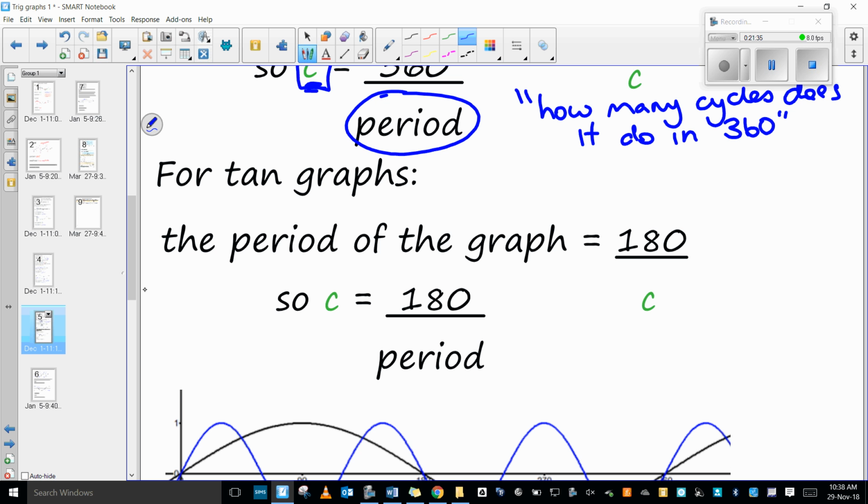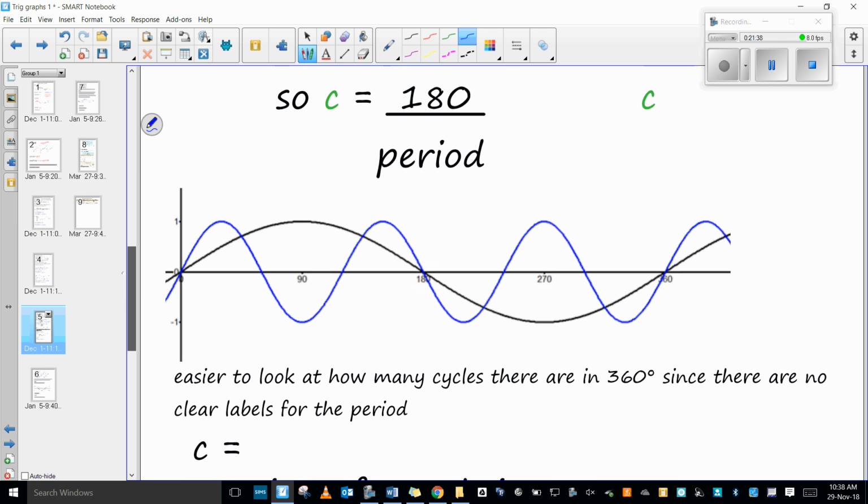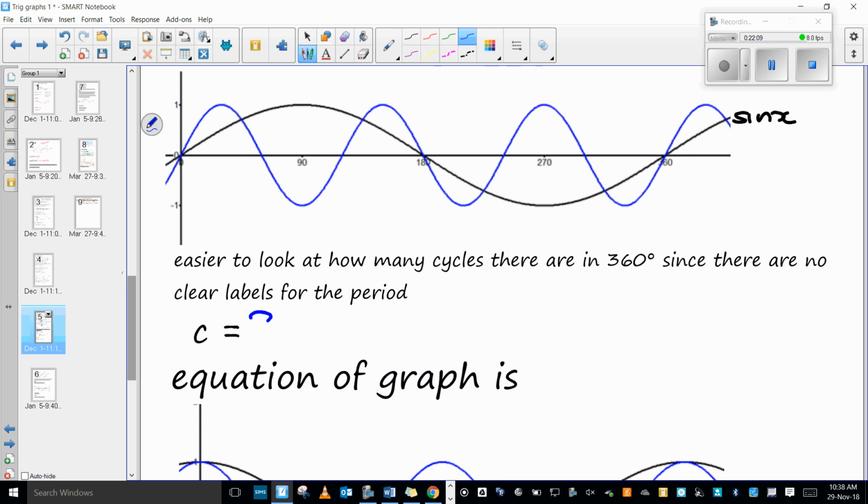So, as I've said here, my original graph is the black one. So what kind of graph is this? Sine, right? So we're looking at sine. We're now trying to establish how many cycles it completes within 360 degrees. So within 360 degrees, I've done 1, 2, 3 cycles, which means that my value of c here will be 3. Okay? So the equation of this graph would be y equals sine 3x.